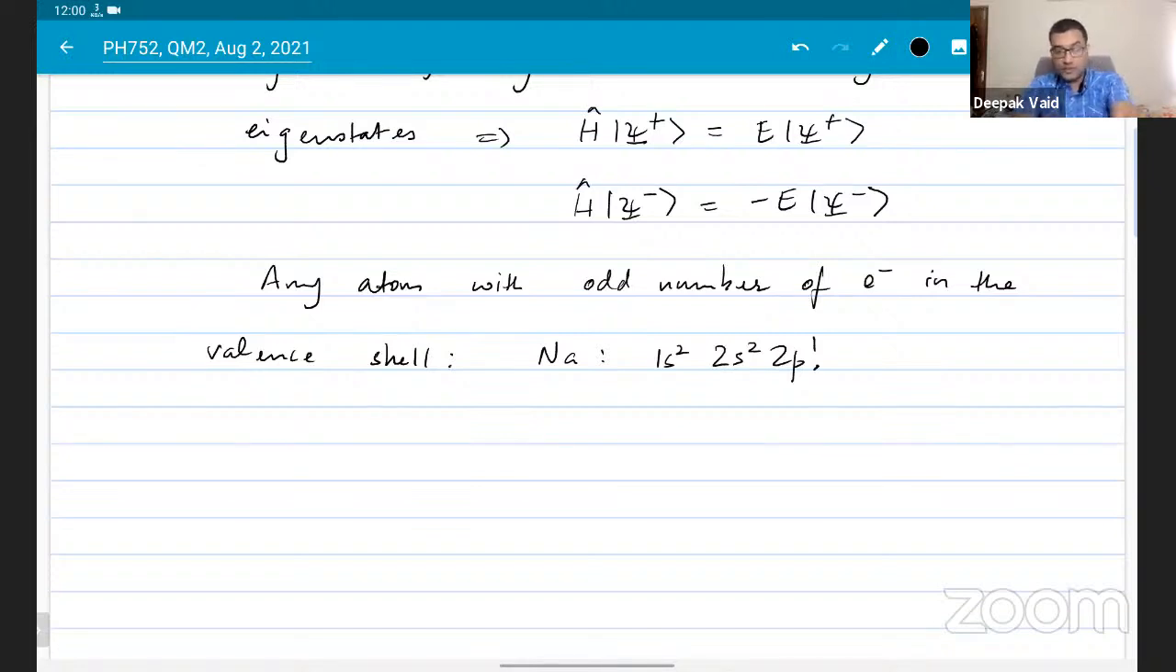Okay, so from tomorrow, I'm going to start talking about angular momentum. That has been a long time coming. We will review what we learned about angular momentum in the first semester, and then we'll go on to more useful topics involving addition of angular momenta.